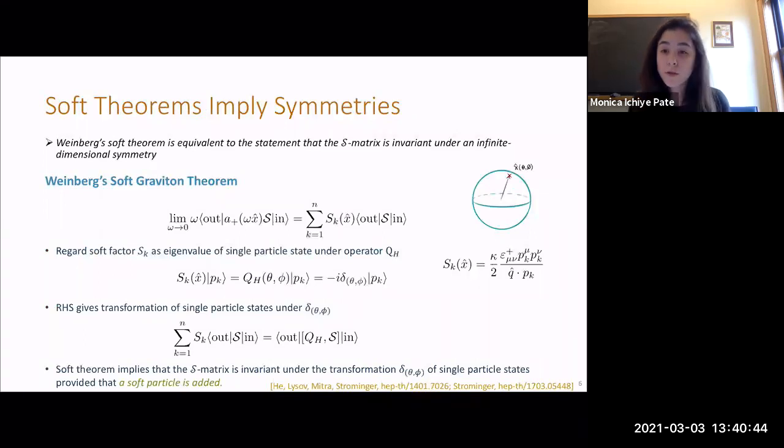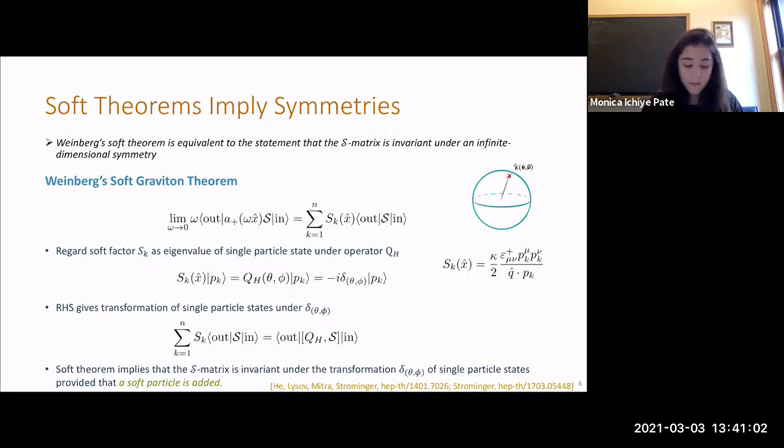So indeed, that's true. There's actually a very systematic procedure by which you can turn soft theorems into statements that the S matrix is invariant under infinite dimensional symmetries. And so I'm now going to review what that procedure is.